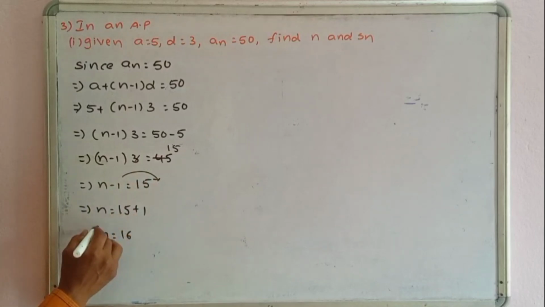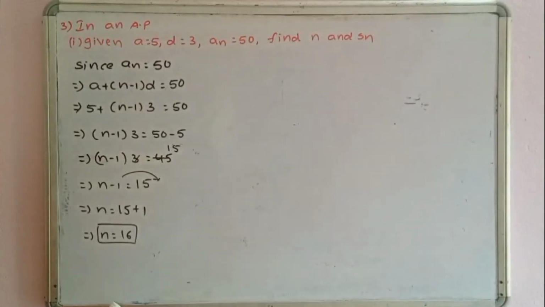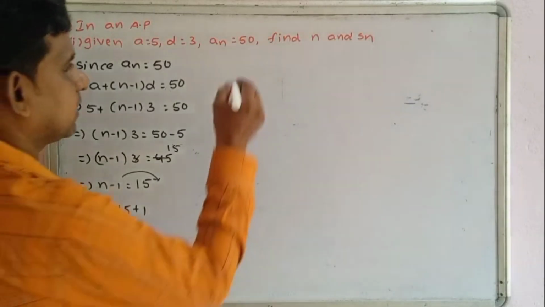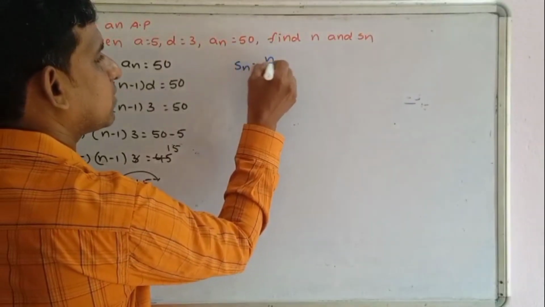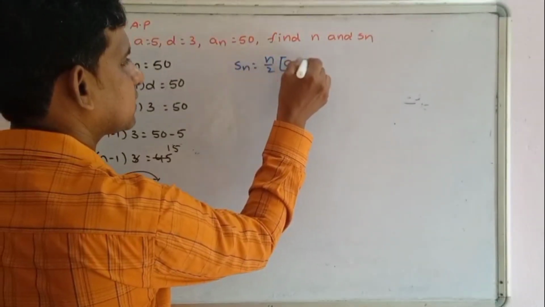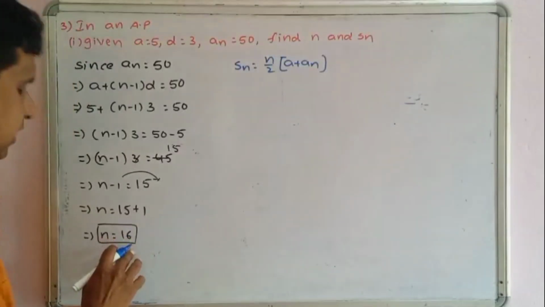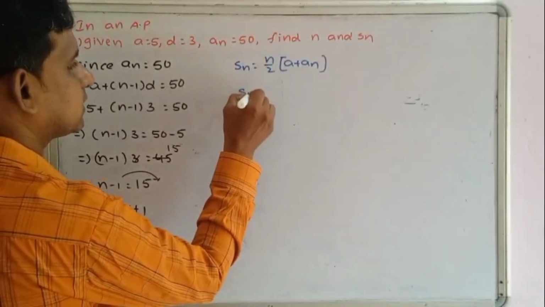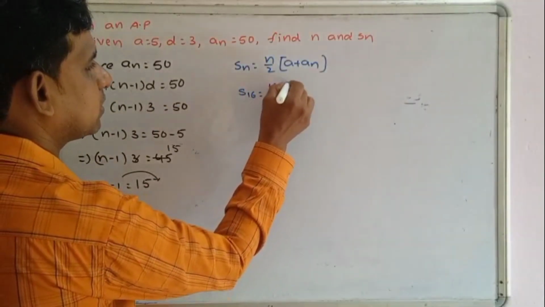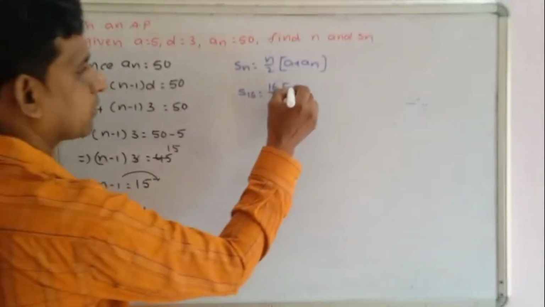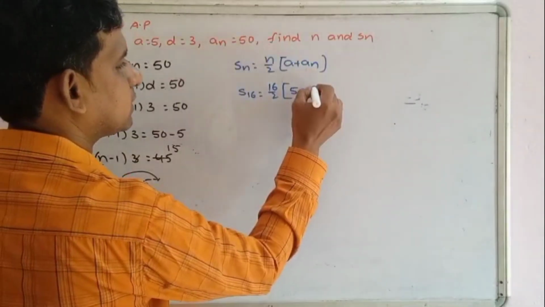In this series, how many terms are there? 16 terms are there. Now we will find the value of Sn. Sn equals n by 2 into A plus An. Here n equals how much? 16. S16 equals 16 by 2 into A value 5 plus An is 50.